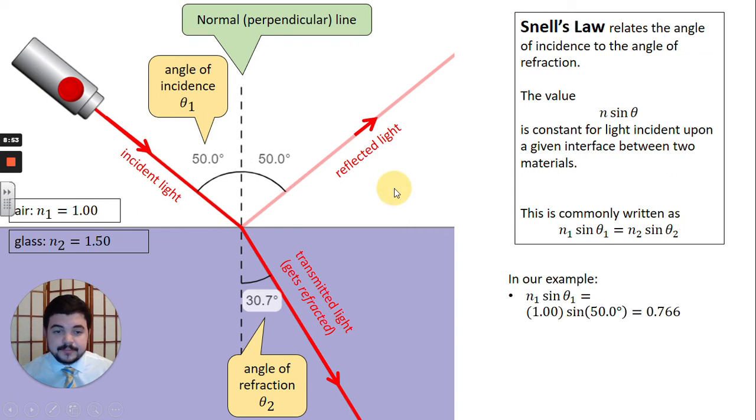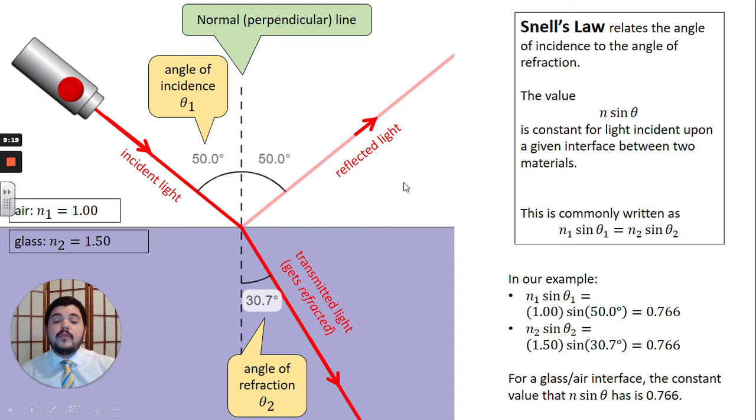So in this example, I mentioned this earlier, if we take n1 sine theta 1, that's 1 times the sine of 50 degrees, punch that into a calculator, you get the number 0.766. n2 sine theta 2 for us, that's 1.5 multiplied by the sine of 30.7 degrees. Punch that into a calculator, you get the same 0.766. They are the same. So for our glass-air interface, the constant value that n sine theta has is 0.766.